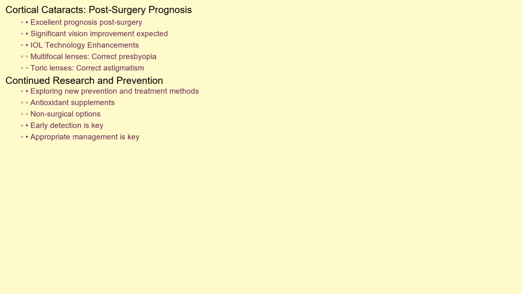The prognosis for cortical cataracts following surgery is generally excellent. Most people experience a significant improvement in their vision after cataract surgery. Recent advances in eye technology, such as multifocal and toric lenses, can even correct for presbyopia and astigmatism, further enhancing visual outcomes. Research continues to explore new ways to prevent and treat cataracts, including investigating the use of antioxidant supplements and developing non-surgical treatment options. Remember, early detection and appropriate management are key to maintaining good vision throughout your life.